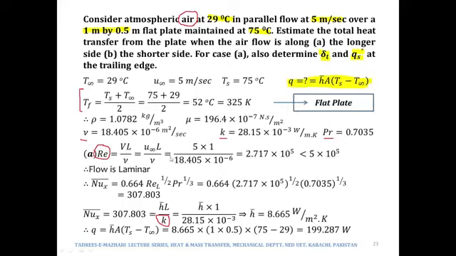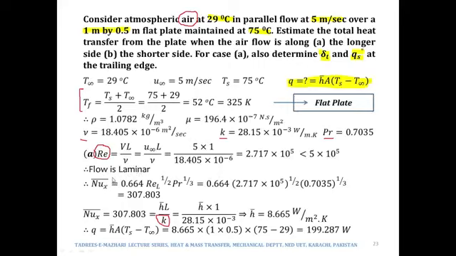So now we need to first calculate Reynolds number, which is U infinity times L over nu. The free stream velocity is given to us as 5 meters per second. The plate is 1 meter by 5 meter. Since we are solving case A, the flow would be taking place along the longer side, so the length would be 1 meter. Upon putting the value of nu, we get Reynolds number as 2.7 times 10 to the power 5, which is less than the critical value of the Reynolds number for the flow over a flat plate. So the flow would be considered as laminar.